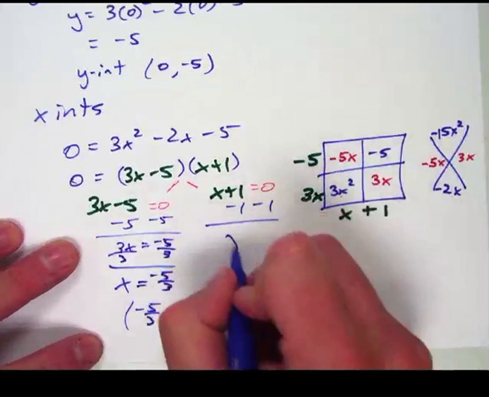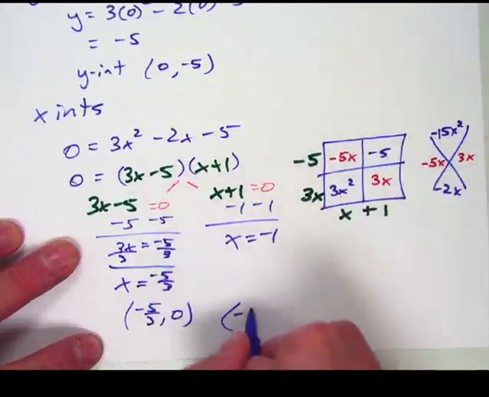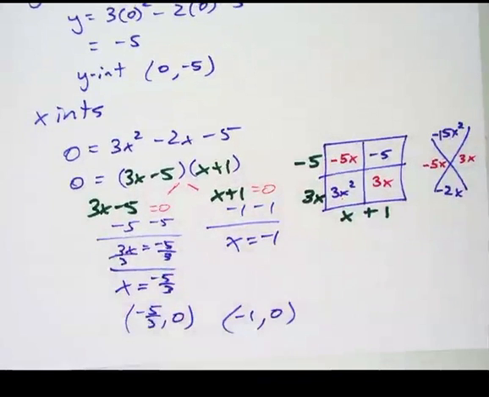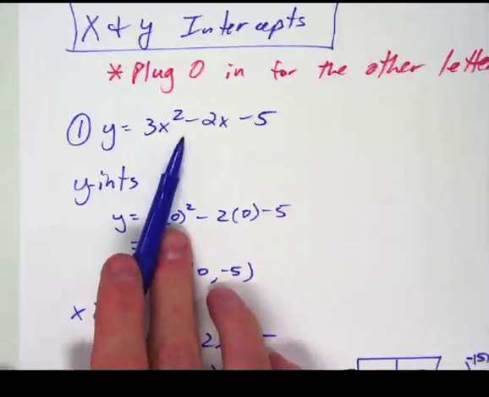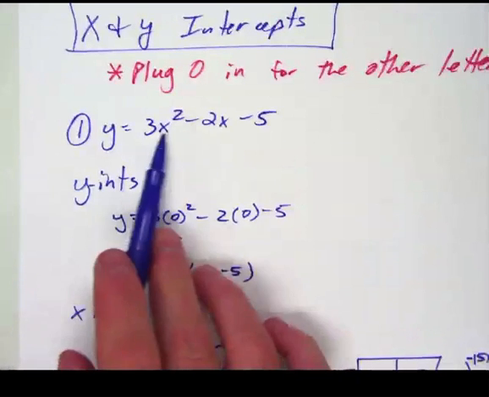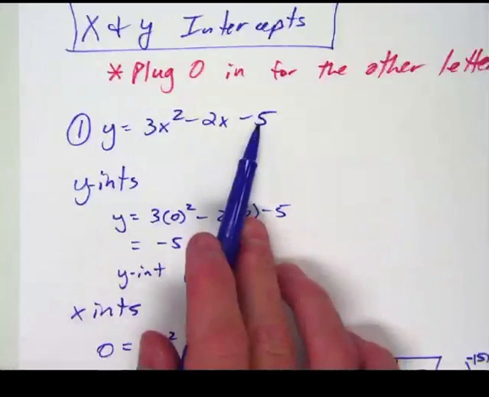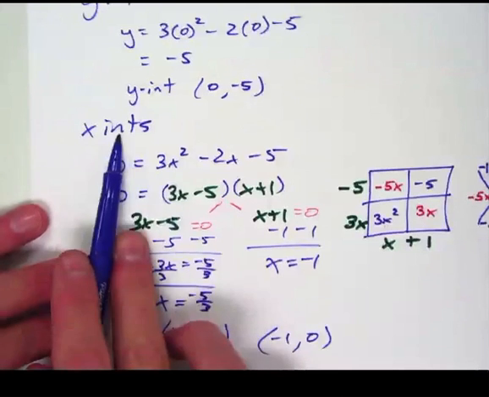Subtract 1, x equals negative 1, so negative 1, comma 0 is the second x-intercept. So for this particular problem, the y-intercept's easy. You just plug in 0 for x, it all zeroes out, and you get negative 5. The x-intercepts take a little work.